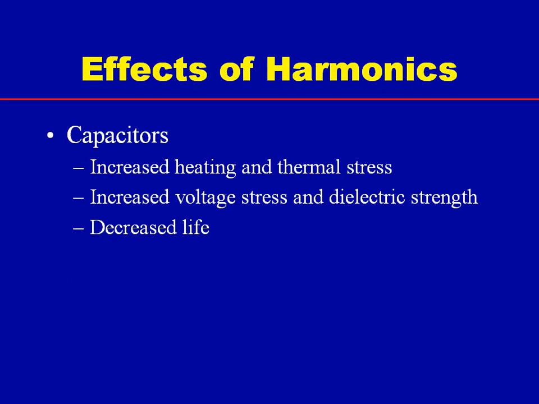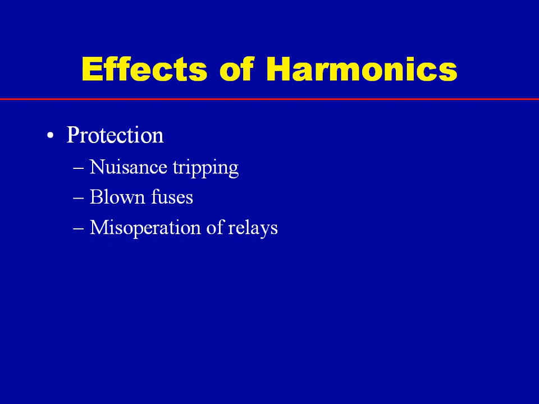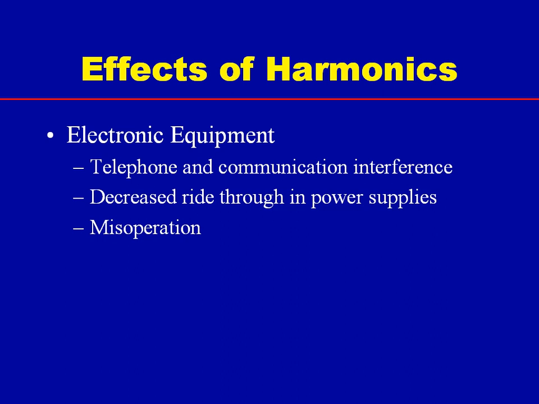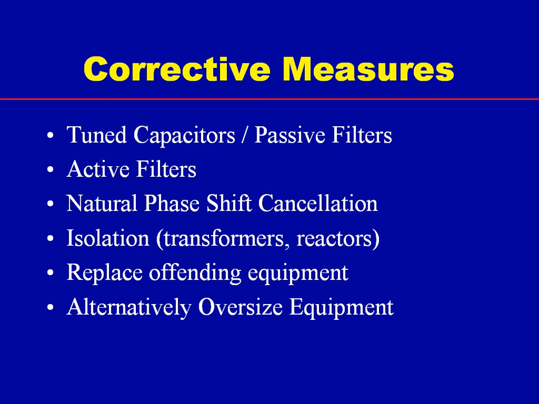Harmonics can cause increased heating and stress in capacitors, nuisance tripping and misoperation of protective devices, and harmonics can cause interference with communications and affect the reliability of power supplies and other electronic equipment. So what corrective measures are available for harmonic problems?